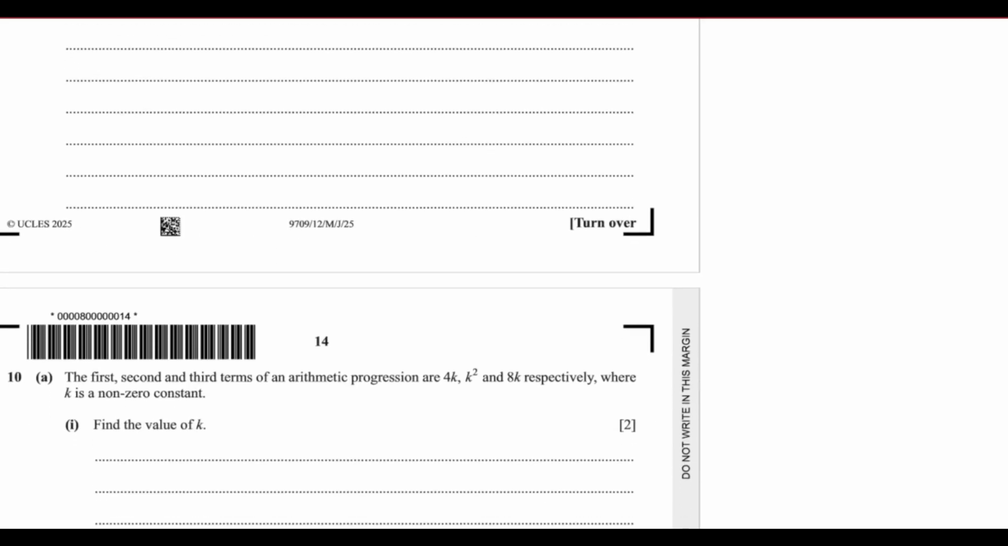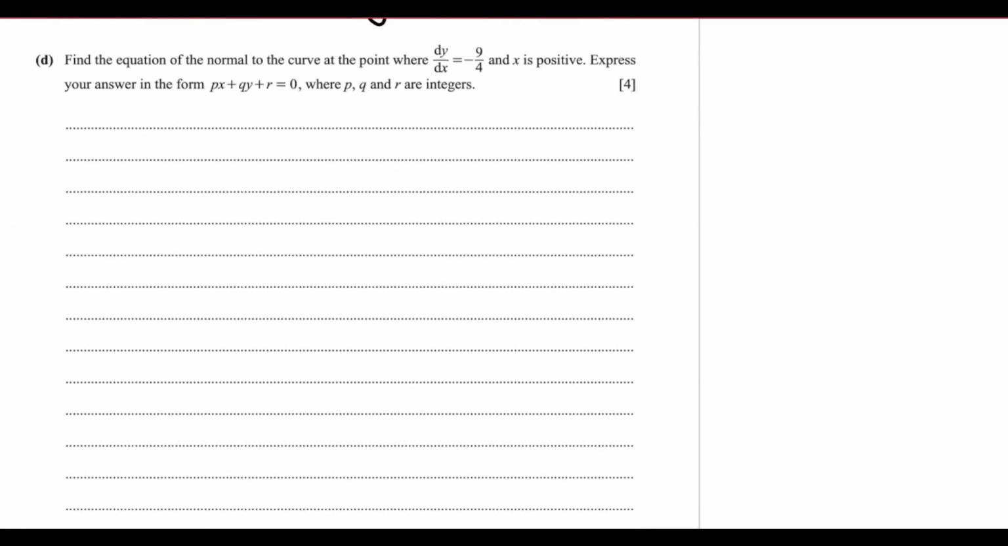Okay, the last part, question 9. Find the equation of the normal to the curve at the point where dy/dx is negative 9 over 4 and x is positive. And we need to express it in that standard form. Now, what do we know? We know about tangents to a curve. And what is a normal to a curve? It's a perpendicular line to that tangent.